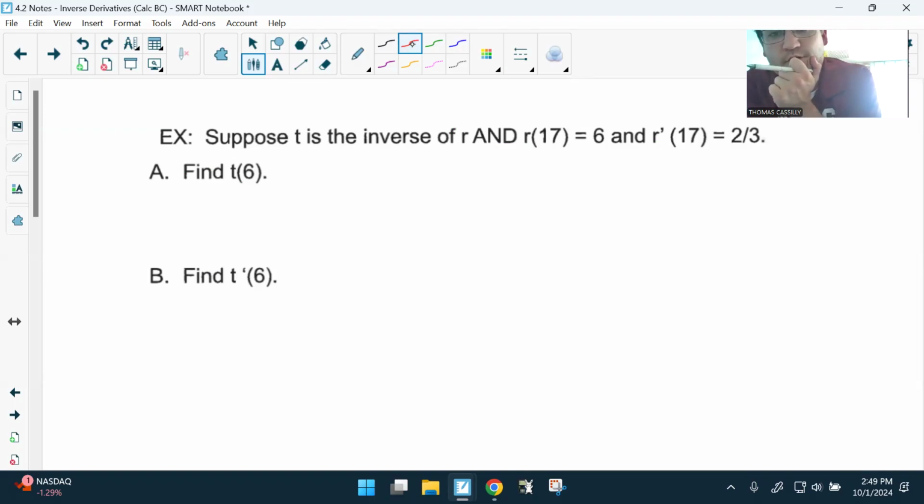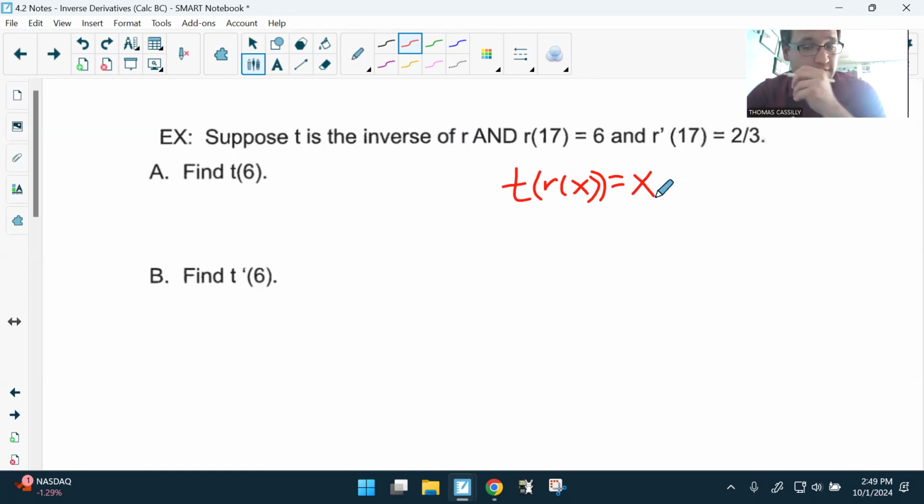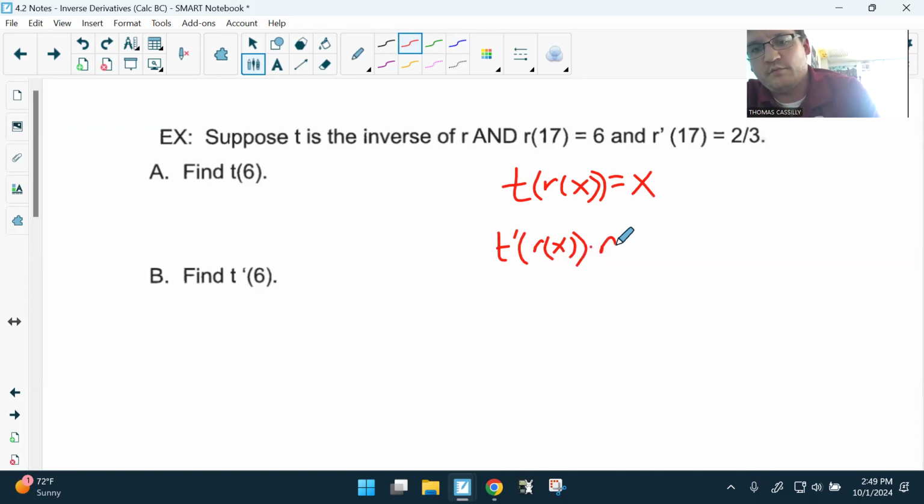Suppose t is the inverse of r and r of 17 equals 6. What this means is t of r of x equals x, because they're inverses of one another. So if we take the derivative of both sides, we get t prime of r of x times r prime of x equals 1. Therefore, r prime of x equals 1 over t prime of r of x.